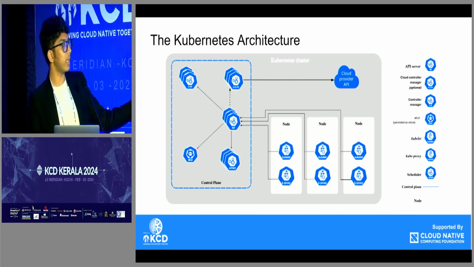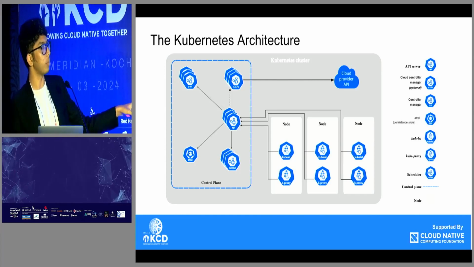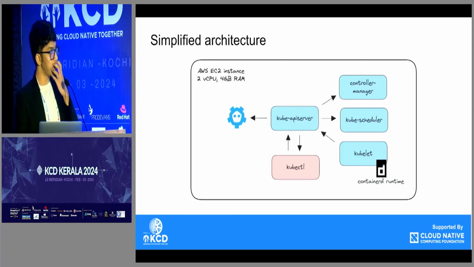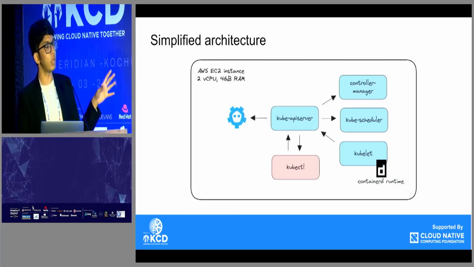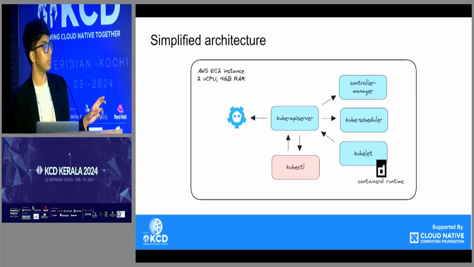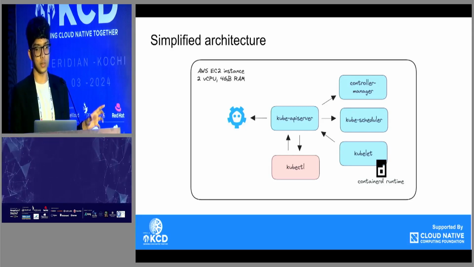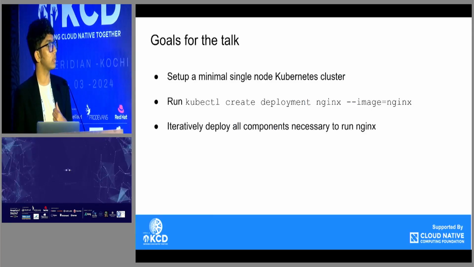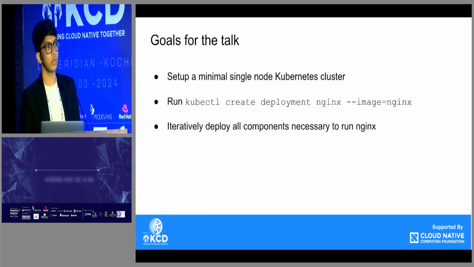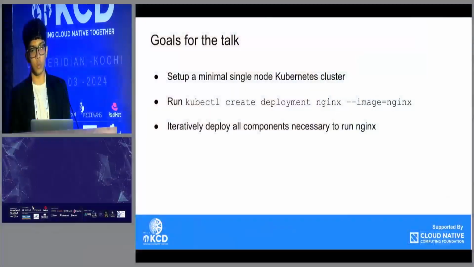This is the architecture diagram that you have on the Kubernetes website, where you can see all the different components, and how the control plane and worker nodes are set up. But I drew a simpler version of this diagram. This is what we will be building today. I have a single Amazon EC2 instance where we will run all the different components and get a simple single node Kubernetes cluster up and running. The goal for the talk is to be able to run kubectl create deployment nginx and actually see the nginx server running. I think this is equivalent to a Hello World app for DevOps.